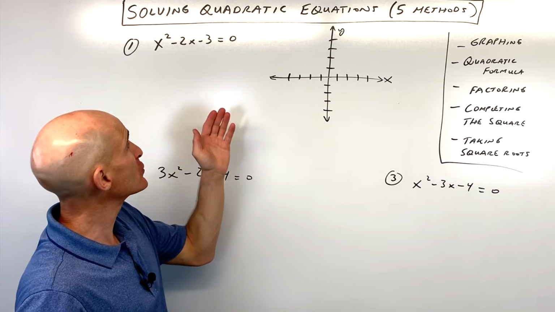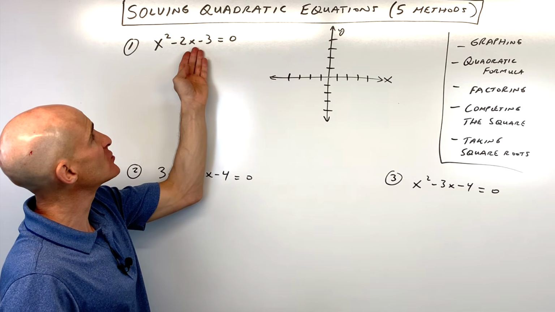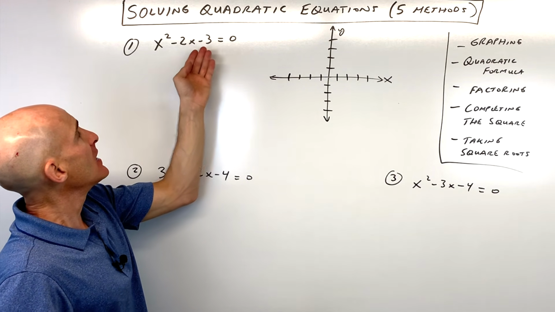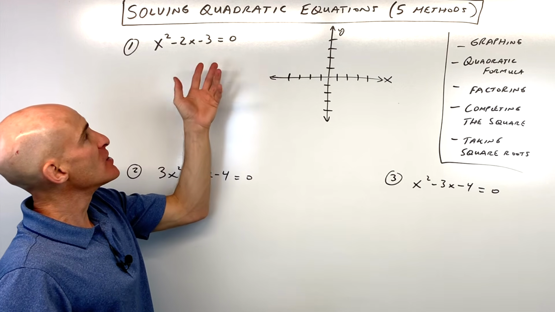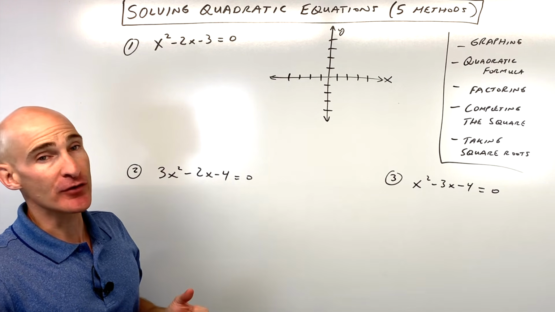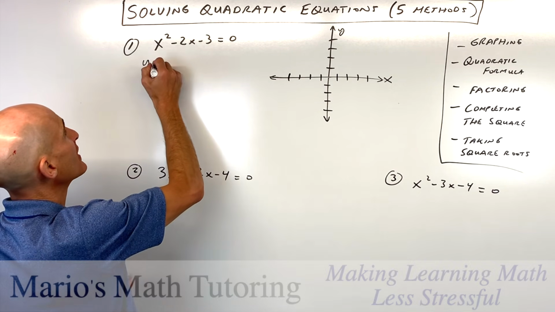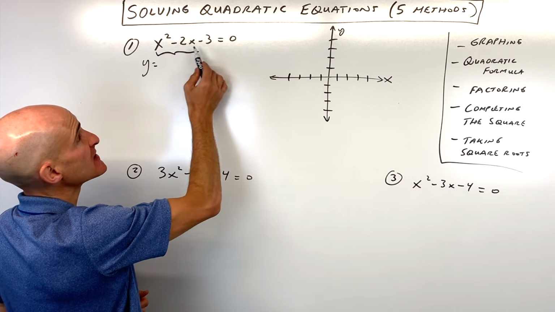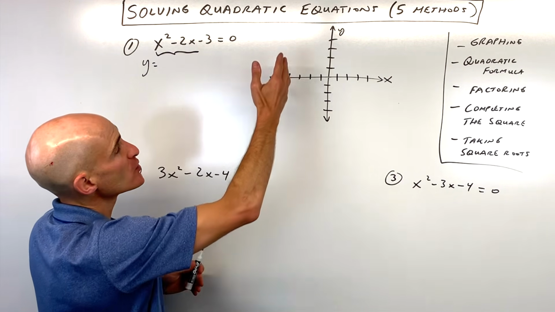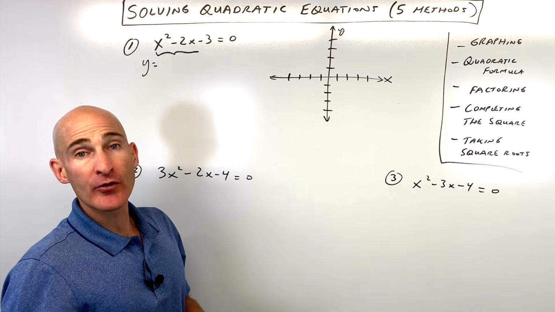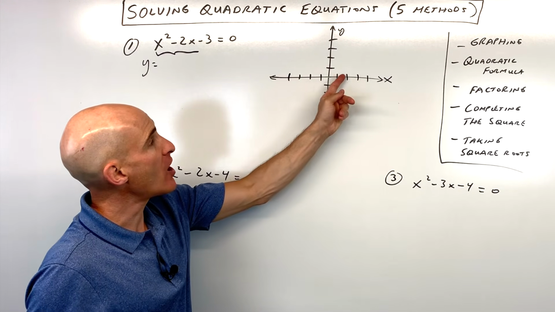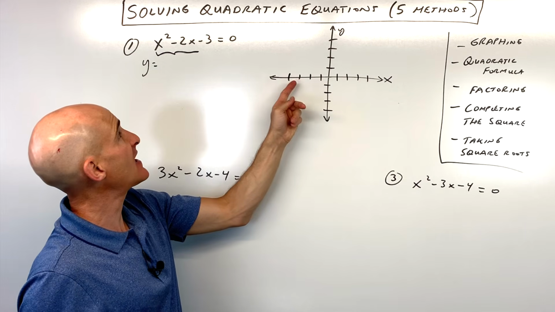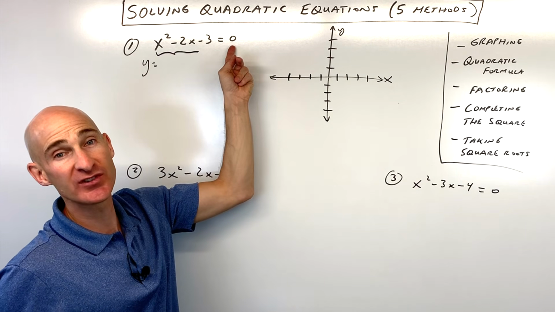given problem. So the first one I want to show you is this one: x squared minus 2x minus 3 equals 0. We're going to show you the graphing method first. What you want to do is look at y equals this equation here. You want to get everything on one side, set it equal to 0, and we're going to graph this quadratic, this parabola, and look at where it crosses the x-axis. When it crosses the x-axis, that's where the y value is equal to 0.